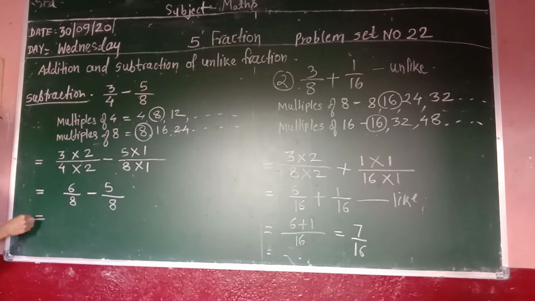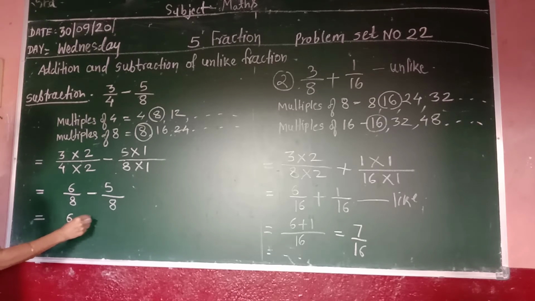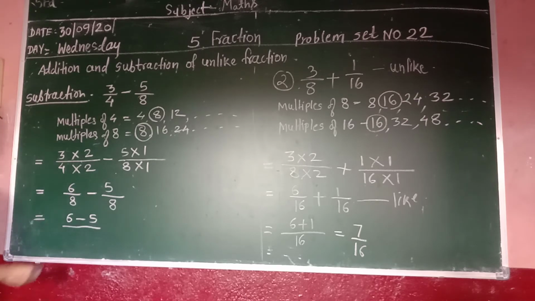What is the next step? Subtract the second numerator from the first one. That is 6 minus 5, and write down the denominator as it is. So what is the answer? 6 minus 5 is 1, 1 upon 8. This is your answer. Understand? Okay. 1 upon 8 is your answer.